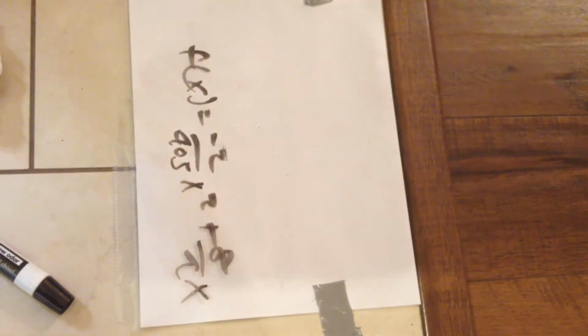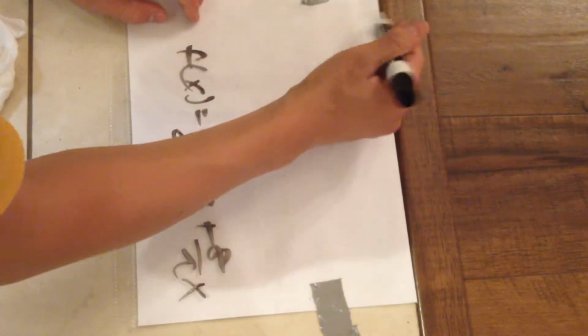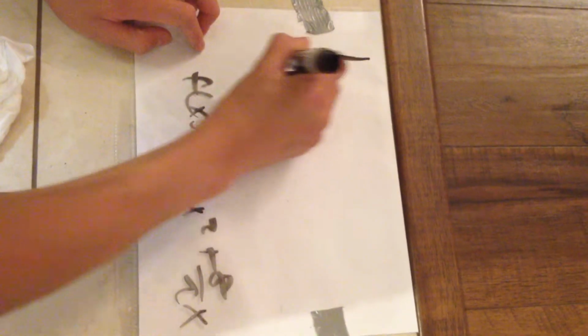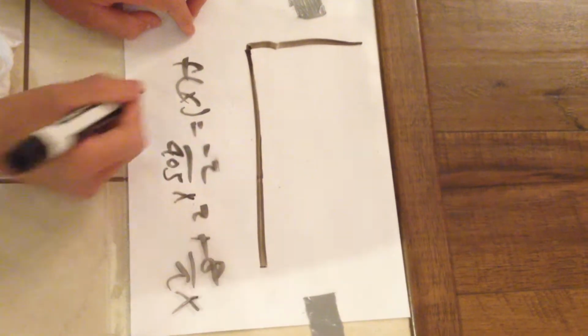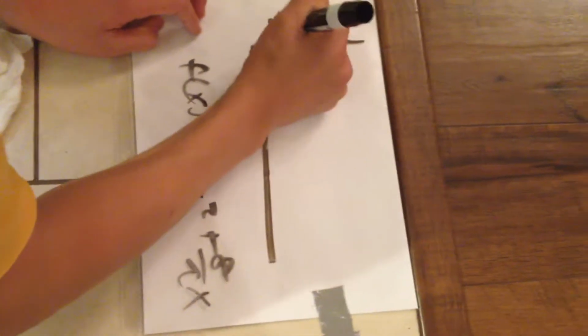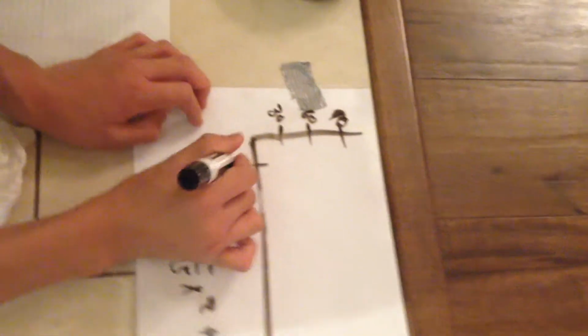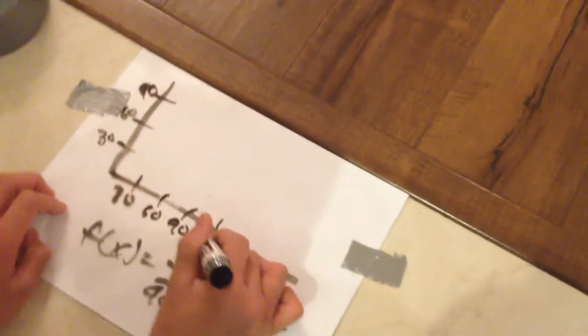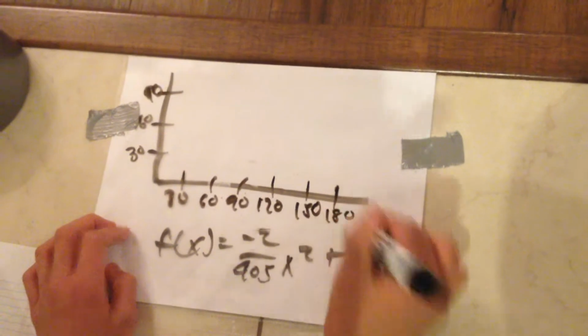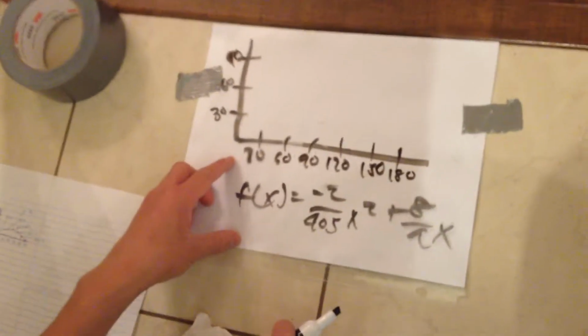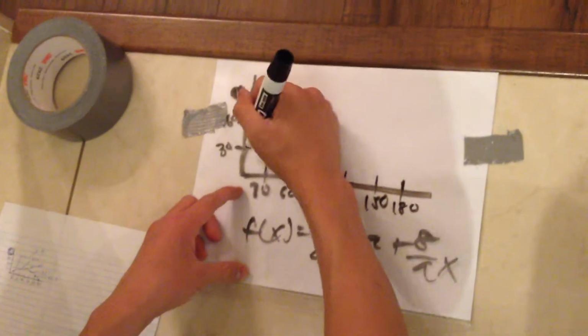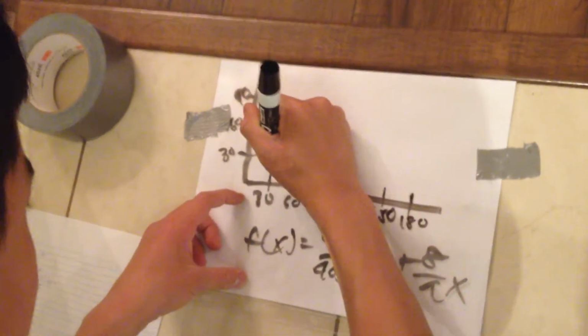Now I'm just going to show you the graph, but I'm not going to do all the work. That's going to take too much time. I already got it beforehand. So I'm going to use 30, 60, 90, 120, 150, 180, just for the sake of space. So at 30, the height, the y, would be 22.2, so it's about over here.